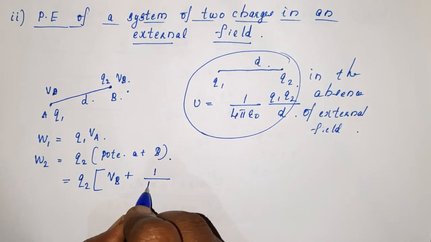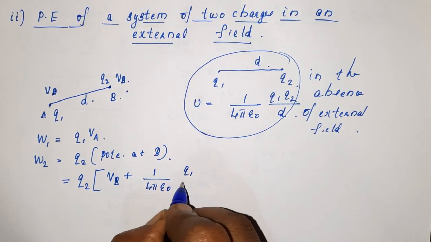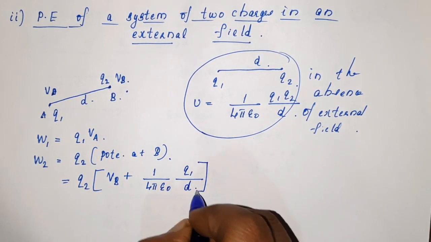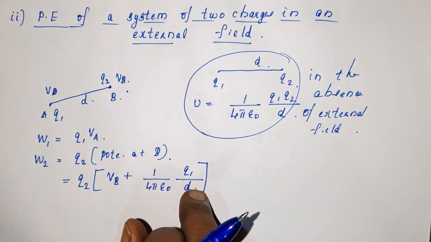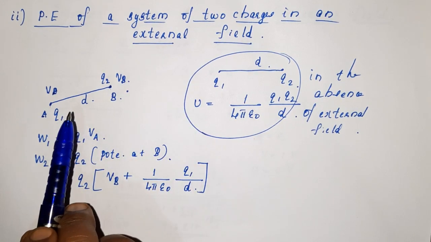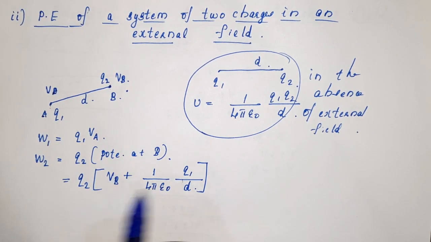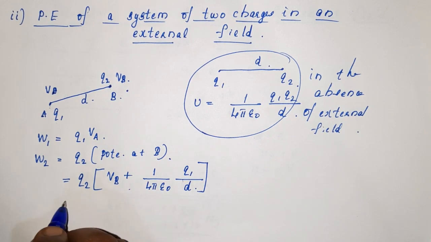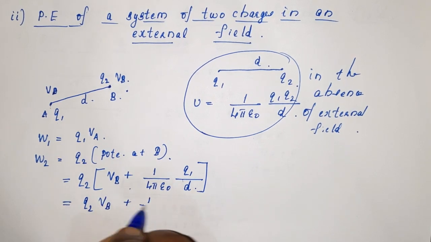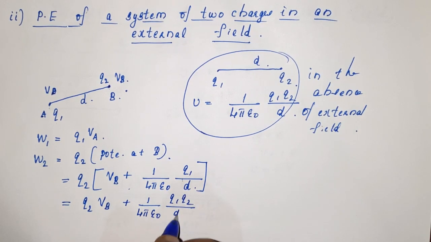So what is the potential at B due to the charge at A? It will be 1 by 4 pi epsilon 0, Q1 divided by the distance D. So this is the expression for total potential. Hope you followed. VB is the potential due to the electric field, and this potential is produced by the presence of Q1. So total potential at B becomes this. Just expand: Q2 into VB plus 1 by 4 pi epsilon 0 into Q1 Q2 by D.